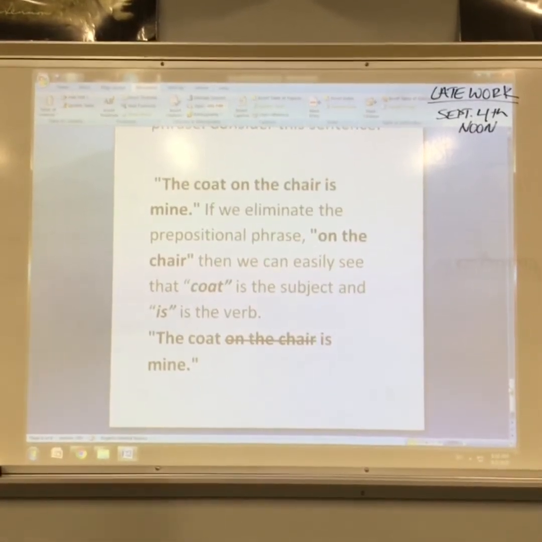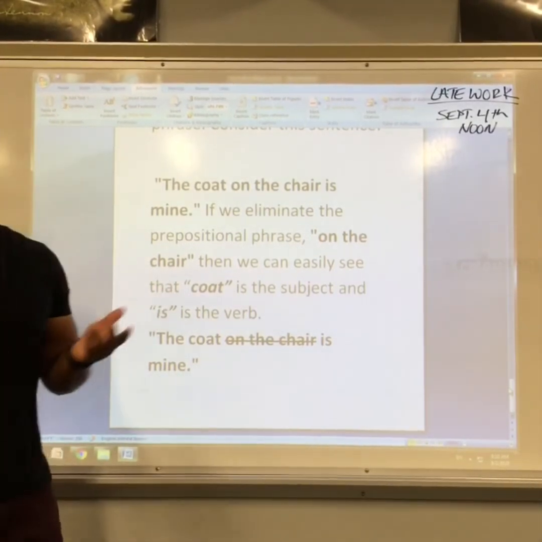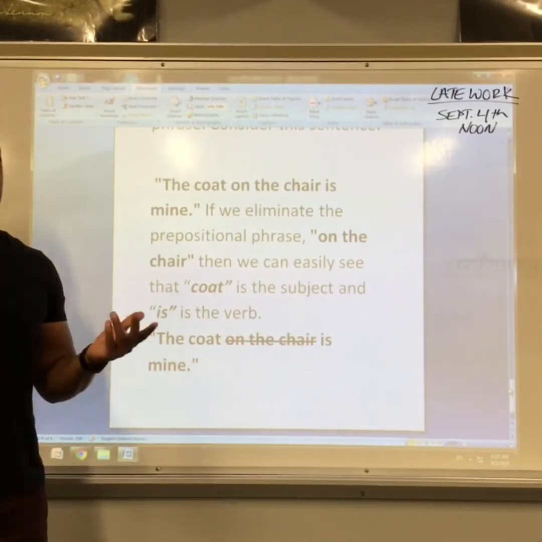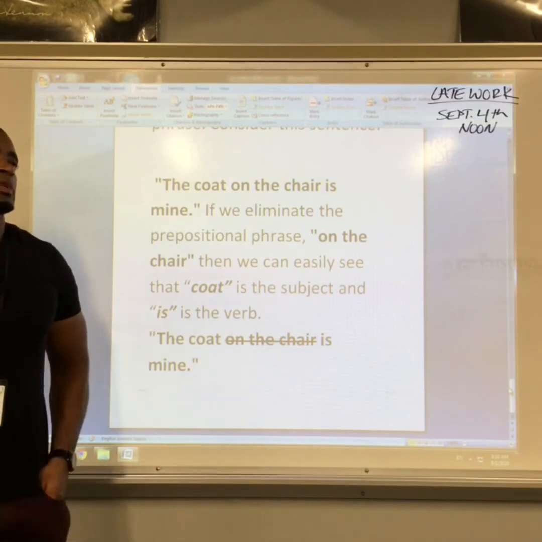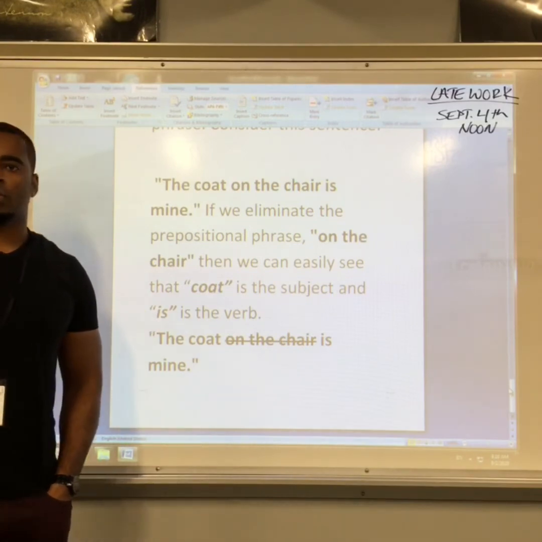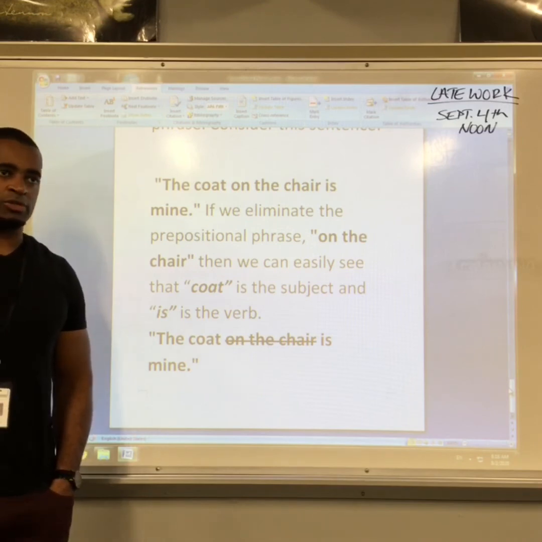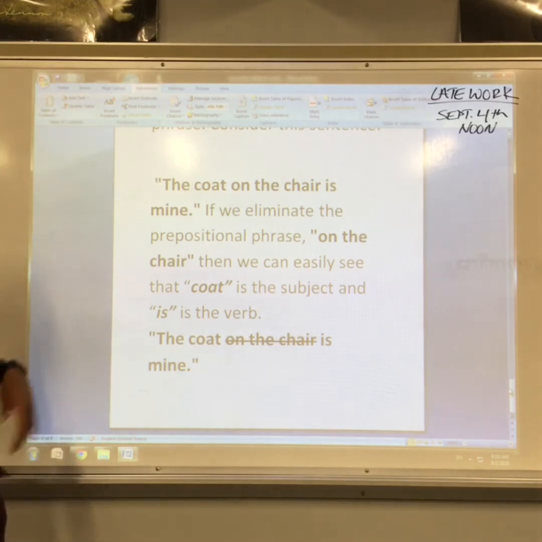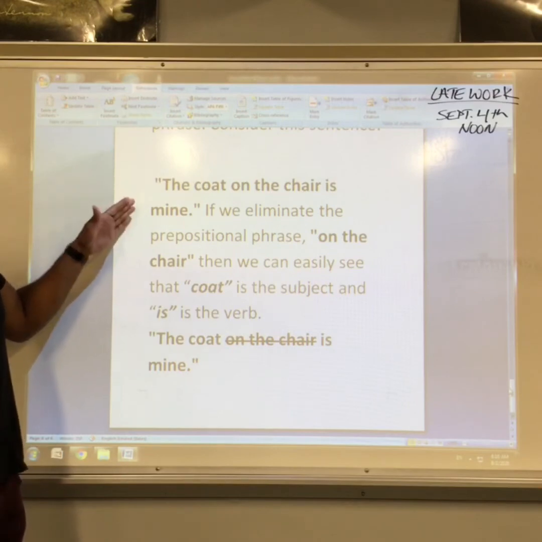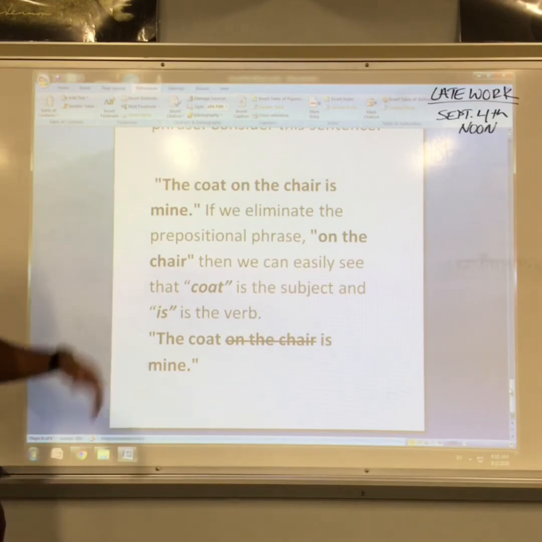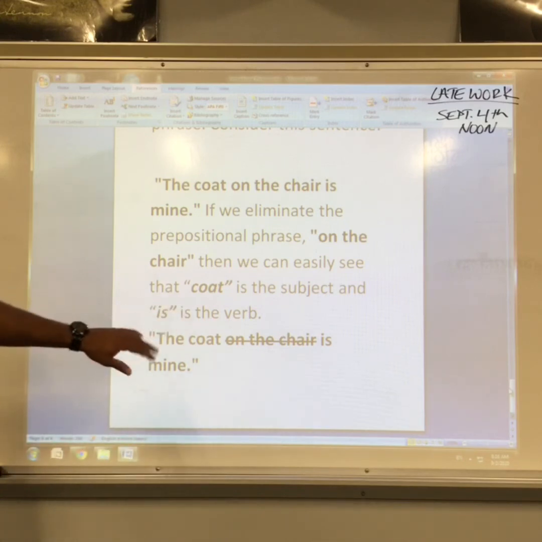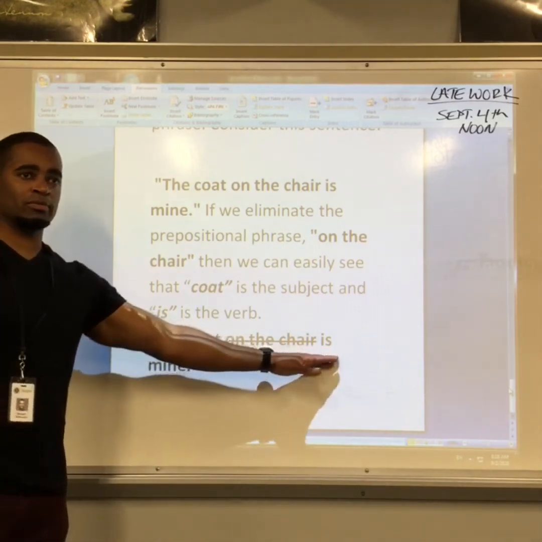So here's the thing. When you're looking at a sentence and you're trying to figure out what the prepositional phrases are, you'll see this is not something that's difficult. Like, you'll get the hang of it to where you won't even have to do this. You'll just see them and underline them. But the point is, it will never be the verb, okay? If we eliminate the prepositional phrase on the chair, we can easily see that the coat is the subject and is the verb, okay? So it will never be the subject or the verb in the sentence.